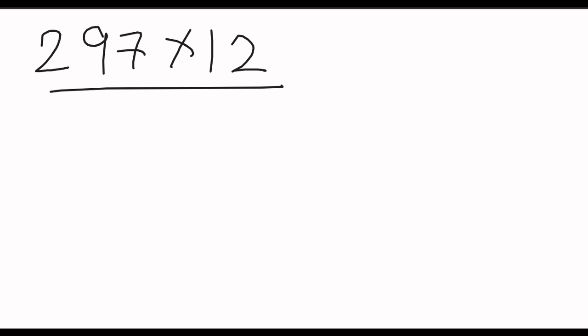How do you solve for double of 297 quickly? So you can do this in multiple ways. Let me break it down. First you need to break down the numbers. So 297 is 290 and 7.